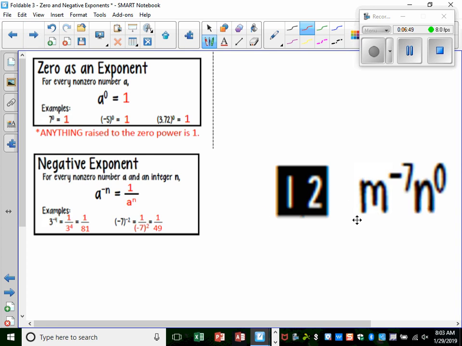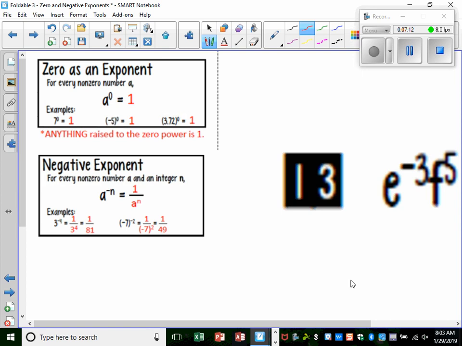All right, number 12. This is 1. We know anything to the 0 power is 1. So I just really need to take the reciprocal of this. So that's going to be 1 over m to the 7th. Okay. Number 13. Do I need to bother the f? No. It's going to stay there. It's already positive. I take the e and bring it down to the denominator.